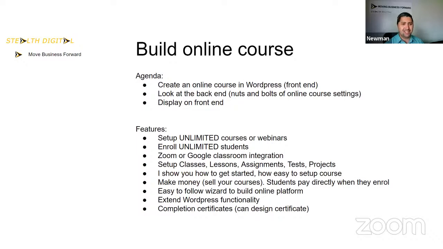So I only have 3 slides because I like to demo things and actually show you guys how to do it instead of talking through things. And this is the final slide. The agenda for today is we will create an online course in WordPress. We're going to do this in what we call the front end. And then we will look at what we call the back end, which is the nuts and bolts of the online course settings. We will look at how to add the tags and how to add the categories in for your courses.